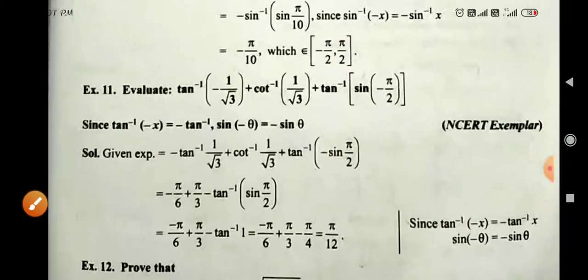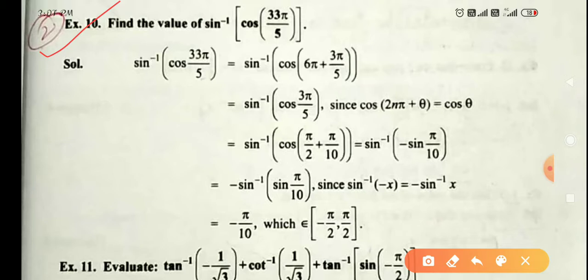Now some examples I am going to take so that you can understand these properties well. So this example number 10, you see. In this example, find the value of sine inverse of cos 33 pi upon 5. First of all, the self-adjusting property you cannot apply, because outside sine inverse is given and inside cos is given in place of sine. And one more thing, whatever angle is given should be in the range minus pi by 2 to plus pi by 2, but it is not. So first of all we will make this angle short. How can we make it? You can resolve this angle.